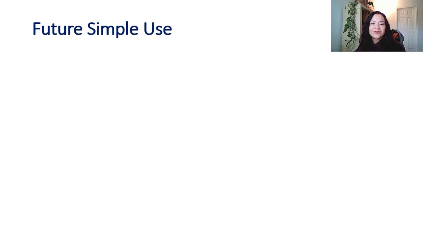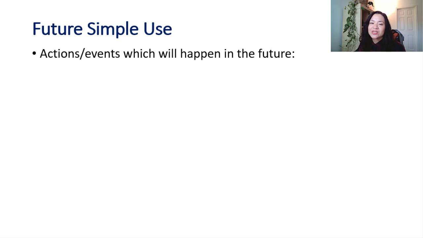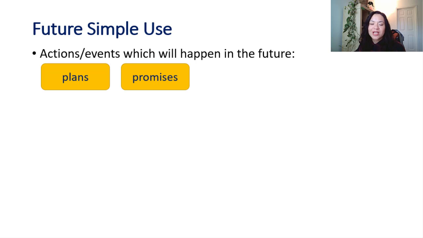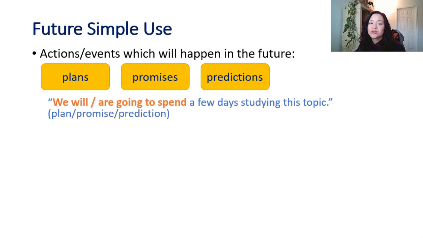There is no big difference in meaning between using will or be going to. They both signify that some future event will occur, so we can use them for plans, promises, or predictions about the future. We will spend, or we are going to spend, a few days studying this topic.